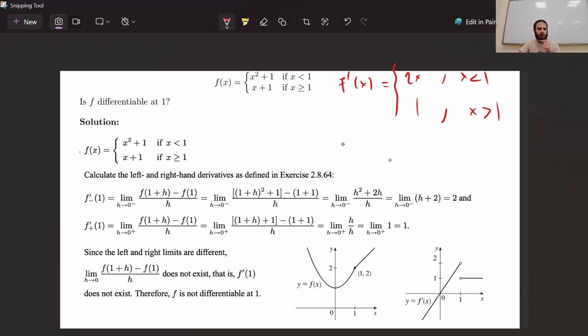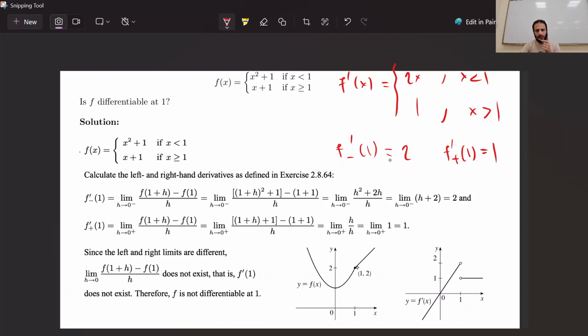But now f prime from the left of 1, what's the result? We'll use the first rule, right? 2x, which is you will get 2. f prime from the right of 1 is 1. So you can use differentiation rules, and you see now that it does not exist at 1.